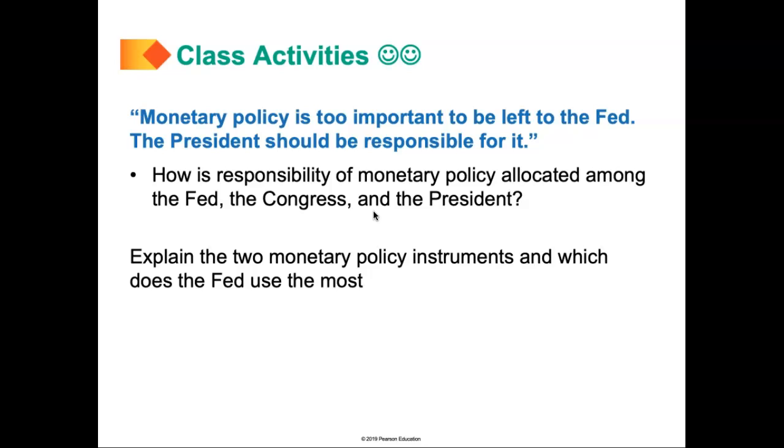Now, explain the two main monetary policy instruments and which the Fed uses the most. The two main monetary policy instruments are the monetary base, which is the sum of currency and deposits in financial institutions, and the federal funds rate, which is the interest rate the Fed allows banks to charge each other when they lend and borrow. Which does the Fed use the most? The Fed uses the federal funds rate the most.